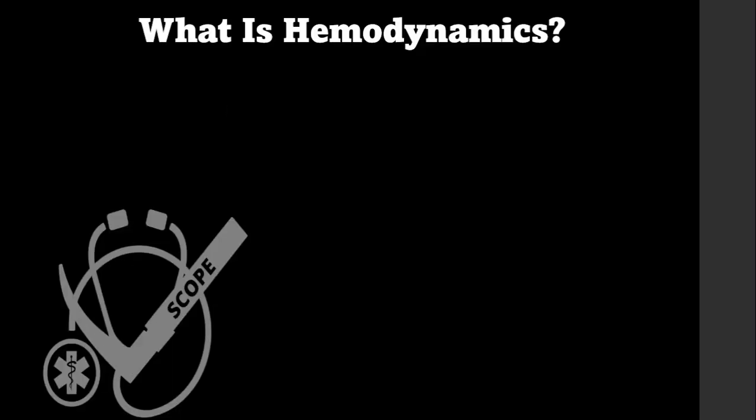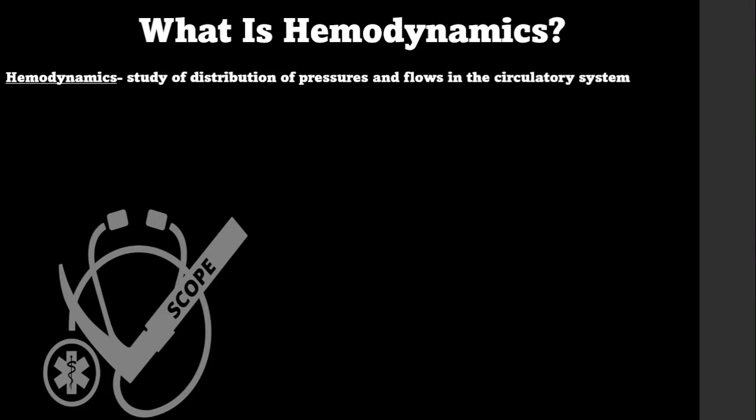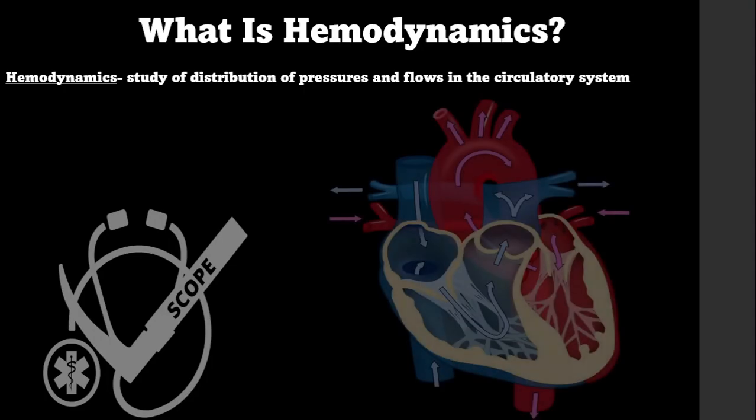What is hemodynamics? By definition, it is the study of distribution of pressures and flows in the circulatory system. I think the best way for us to get started is reviewing some anatomy of the heart and flow.